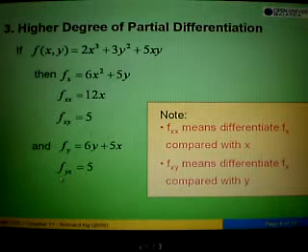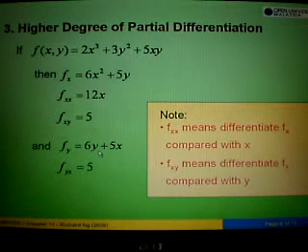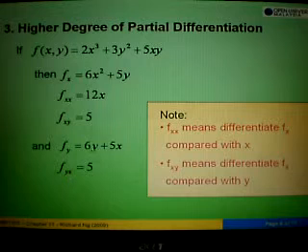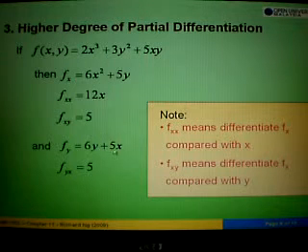Okay? If we are asked to find fyx, fyx means we continue from fy. Now we differentiate the second time, compared with x. Since here there's no x, we can ignore. Now here there's an x, so we differentiate compared with x. Differentiating 5x will give us 5.